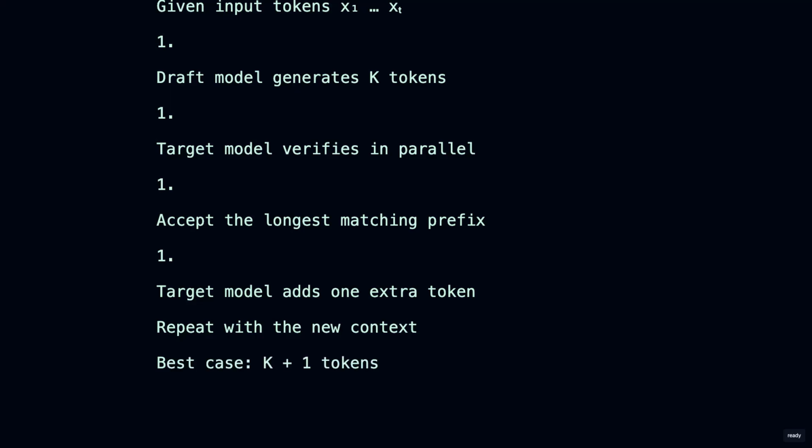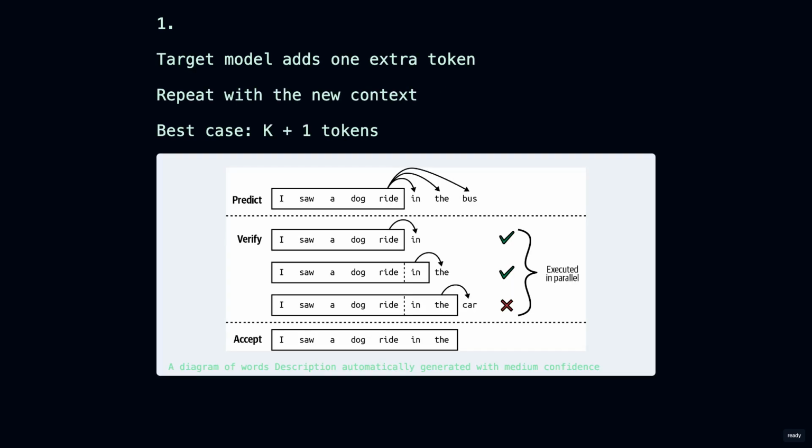The benefit depends on acceptance. If none of the draft tokens are accepted, you get little advantage. If all are accepted, you get the maximum gain from each iteration. This diagram shows the flow clearly. The draft model proposes multiple tokens, and the main model only keeps the part it agrees with. Watch for the accepted prefix and the extra token added by the target model.